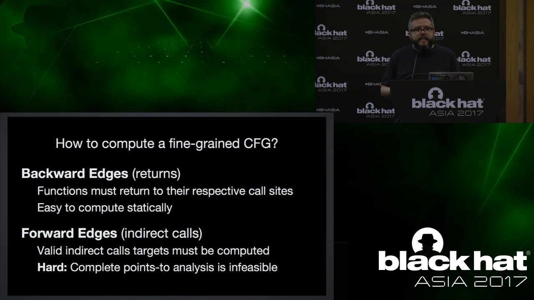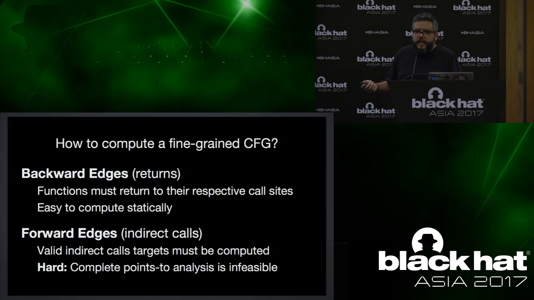Okay, so how exactly do we compute a control flow graph? We have basically two major problems to solve. The first problem is the backward edges, which means return instructions. We need to know which places a return instruction can return to. It's kind of easy to compute, because all you have to do is take a look at the final binary. If a function A calls a function B, you know that function B must return to function A whenever it returns. So it's already a solved problem.